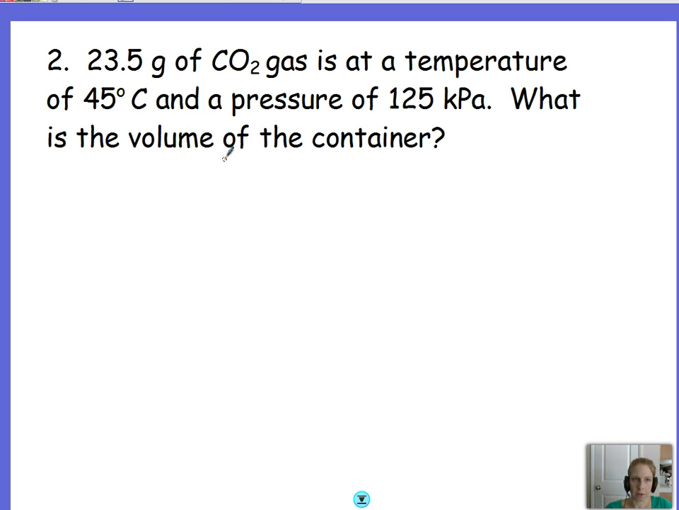So let's take a look at another one. Here we have 23.5 grams of carbon dioxide gas at a temperature of 45 degrees Celsius and a pressure of 125 kPa. What is the volume of the container? So first thing we are going to do is switch our 45 degrees Celsius, because we can't do anything in Celsius, to Kelvin. So we're going to add 273, and that's going to give us 318 Kelvin.